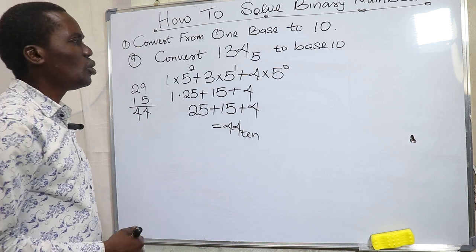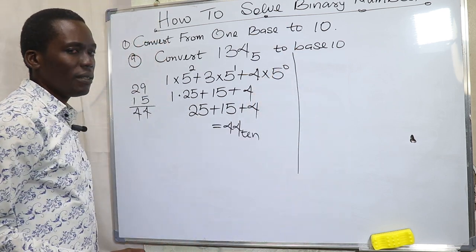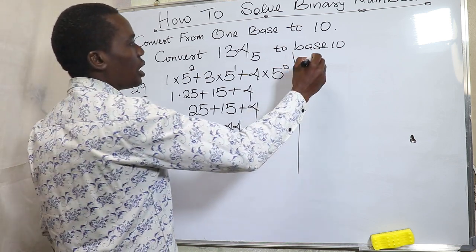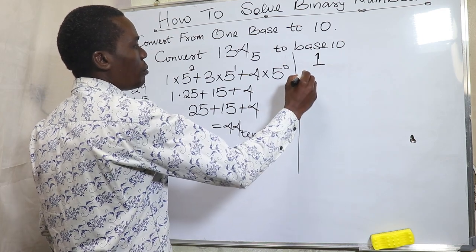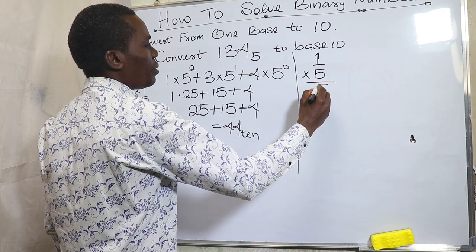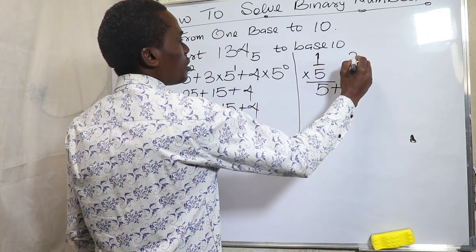Now what if I want to use the other method? If I want to use the other method, then I'll also find it very easy. What I need to do is to do my successive multiplication. I'll start with 1. 1 multiplied by, remember the base is 5. 1 multiplied by 5 will give me 5. I'll add the next one, which is 3.